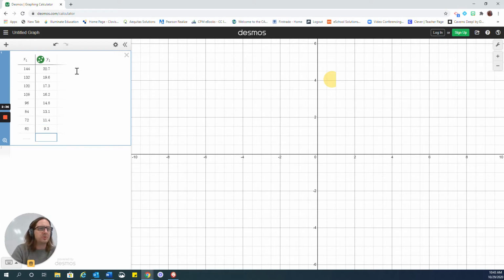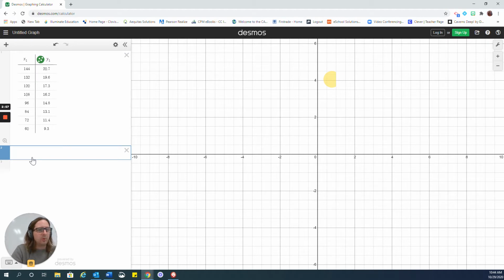And of course, we want to double check our x and y values to make sure that I didn't type something in wrong. So 20.7, 19.6, 17.3, 16.2, 14.8, 13.1, 11.4, 9.3. Sweet, everything's going great. All right, now we're going to go into a new entry here.